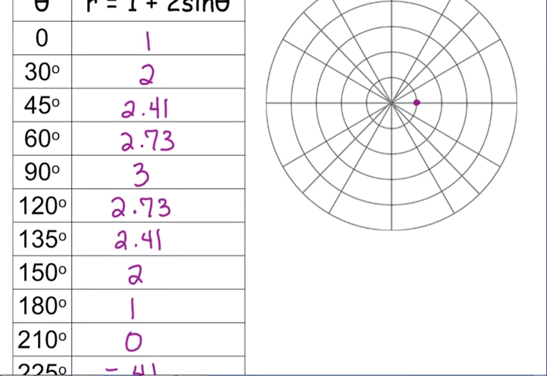So 0, 1, 30 is at 2, 45 is at almost 2.5, 60 is at 2 3/4 almost, 90 is at 3, 120 is coming back in, 150 is at 2, 180 is at 1, 210 is at 0.